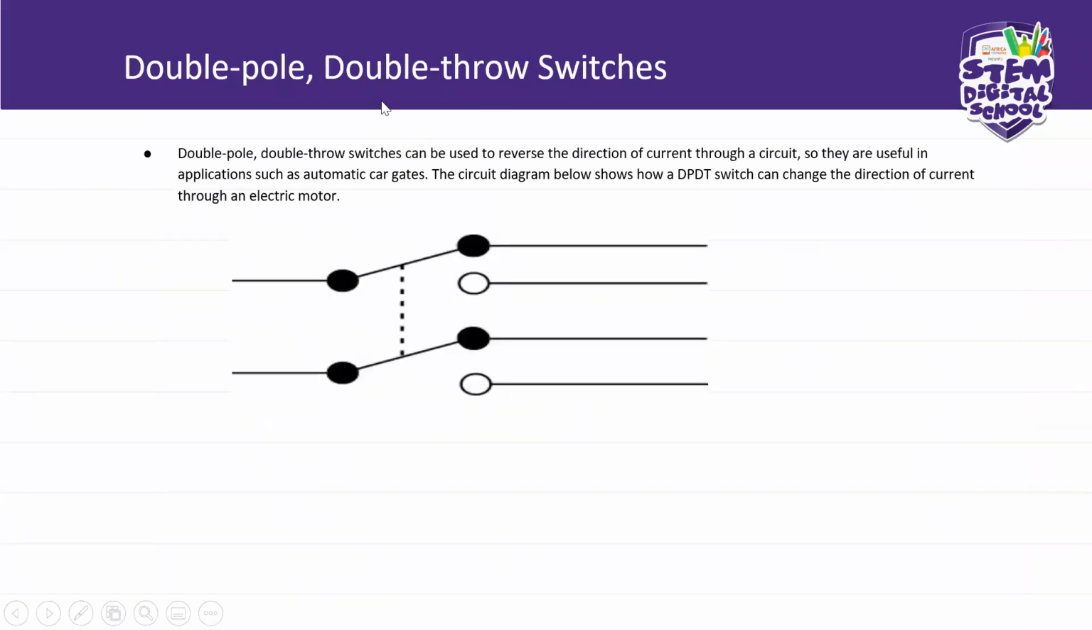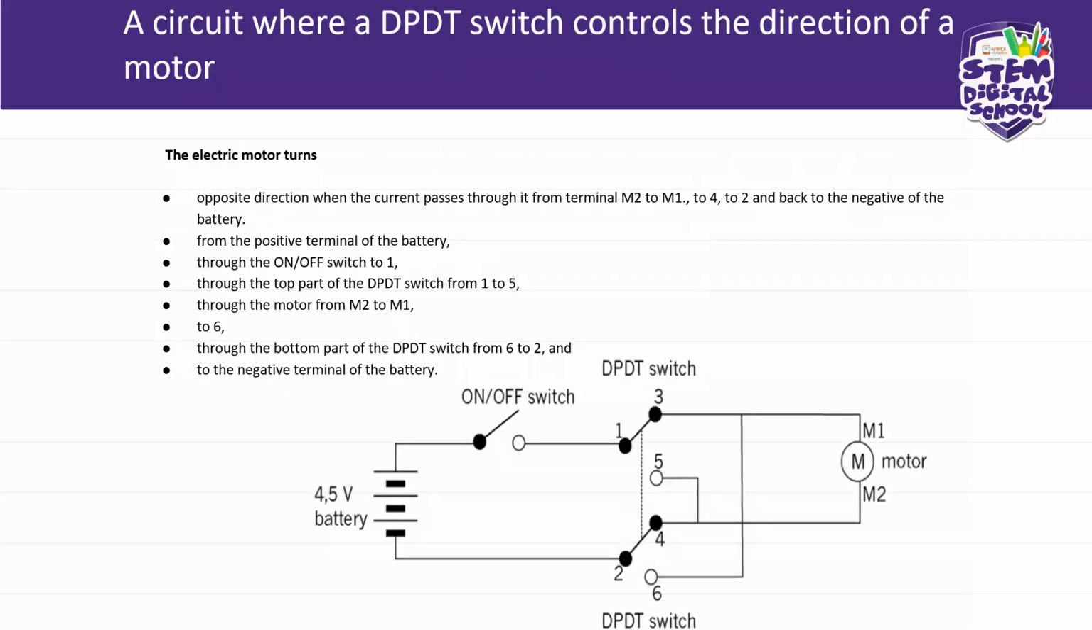Now you have your double pole double throw. You have double pole, 2 poles here, and double throw here. Now, you must look at how these switches can operate. This is one switch, but it has a double pole and double throw. They are used to reverse the direction of current through a circuit. So they are useful in applications such as automatic car gates. The circuit diagram below shows how a double pole, double throw switch can change the direction of current through an electric motor. Right, how the electric motor runs.